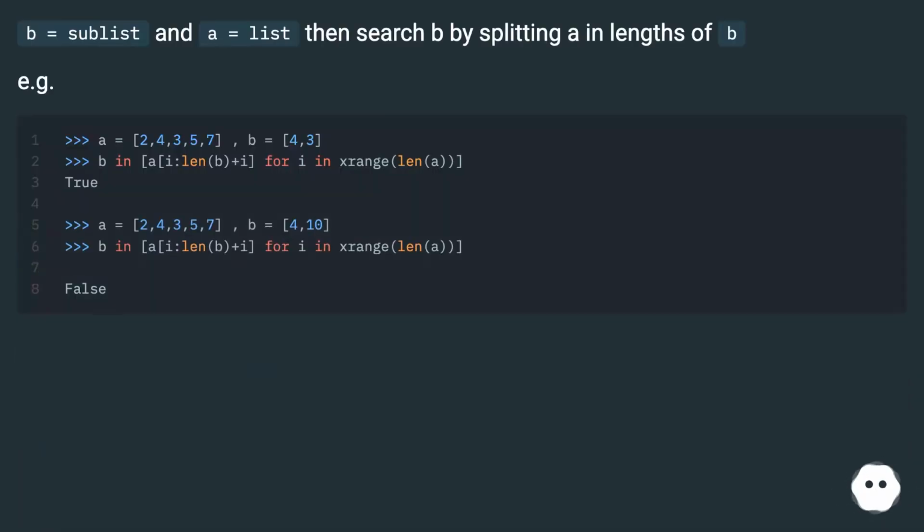B equals sublist and A equals list, then search B by splitting A in lengths of B. E.g.